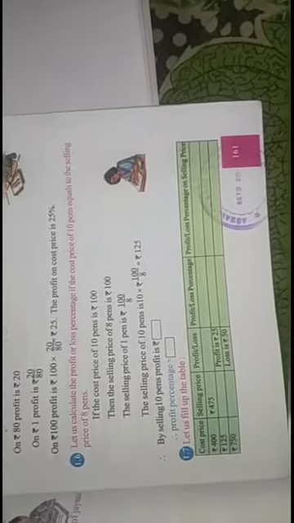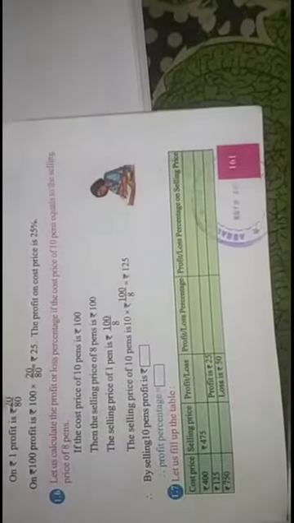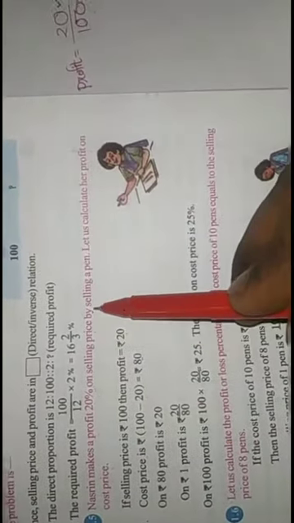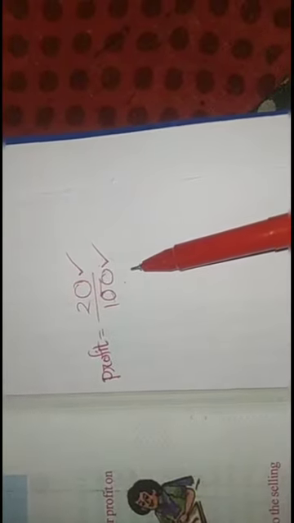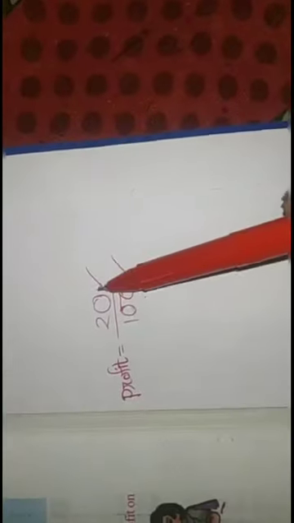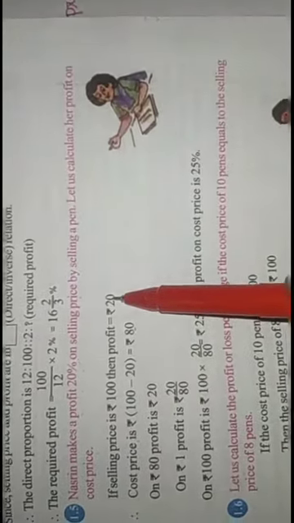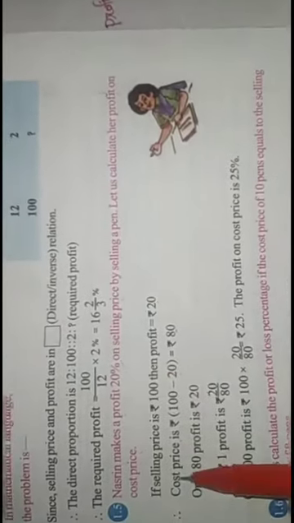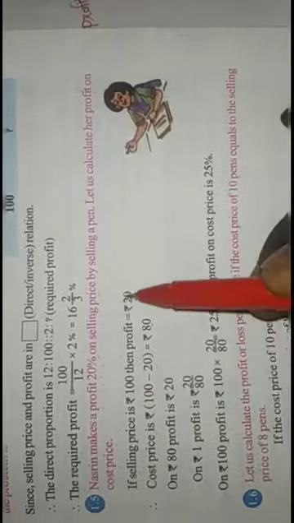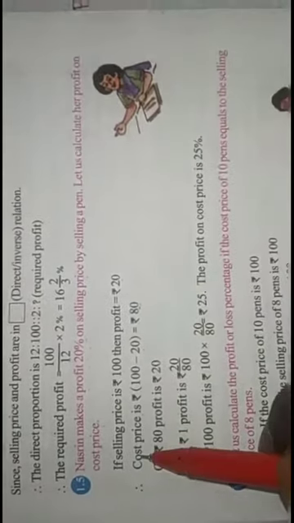Now let's take example 1.5 from page number 161. Okay, it says that Nasreen makes profit of 20% on selling price by selling a pen. Let us calculate her profit on cost price. Okay, it is said that profit is 20%. So we can write profit as 20 by 100. As this profit is on selling price, so this is the profit and this is the selling price. So in the first line we have written selling price is 100 and profit is 20. Here profit occurs, that means cost price must be lower. So 100 minus 20, that is 80. So 80 is the cost price.